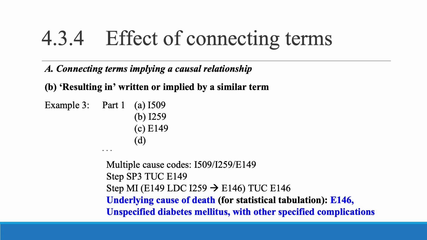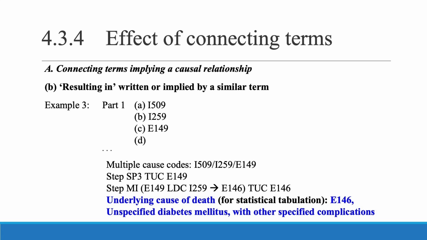So for example 3, after formatting the codes to represent the opinion or intention of the certifier, we have one code on each line. And this is very similar to an earlier example of the effect of a connecting term implying a causal relationship. But the instruction took account of the meaning of the specific term used. So we have our multiple cause codes.